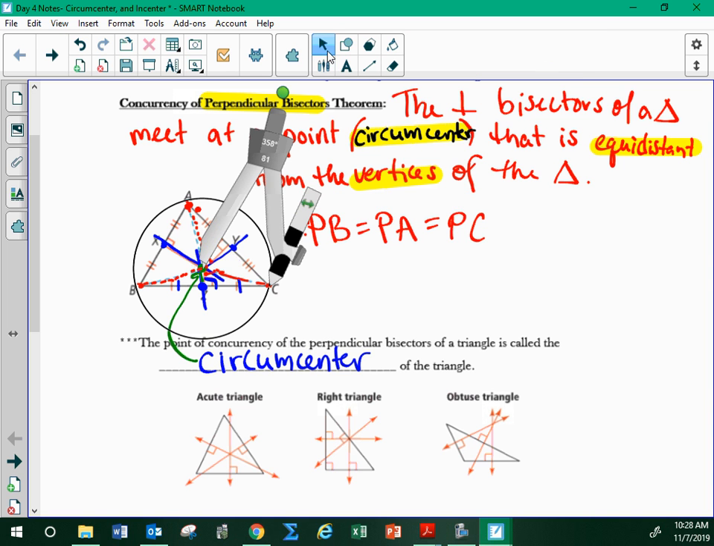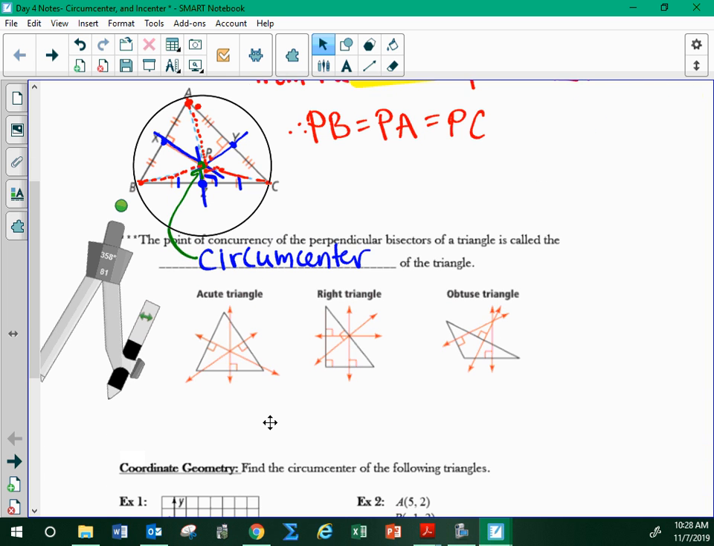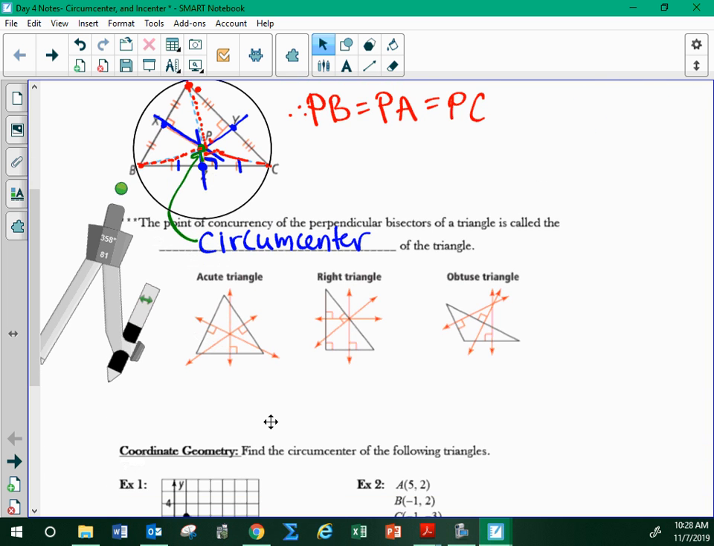So is it just smack dab in the middle of the triangle? That's a great question. Not necessarily. And that leads us into our next piece. Man, it's like you're reading my brain. So we're going to take a look at triangles in three different scenarios. We have acute, obtuse, and right. So these are three different ways we can classify our triangles.